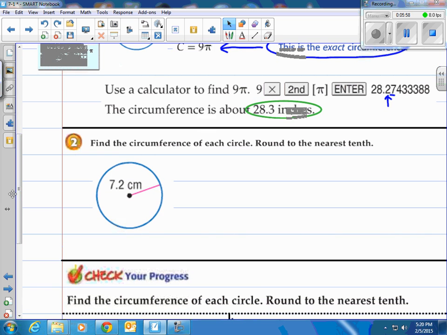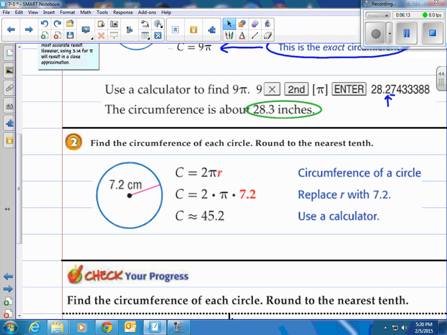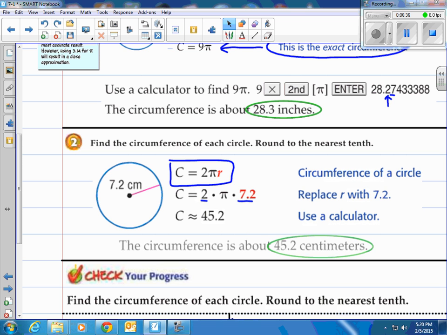How about this one? On the circumference of this one, notice this one actually has the radius given. The radius is 7.2. So now we're not going to use that first formula. We're going to use the second one that has the radius in it. This one right here. What you're really doing is taking your 7.2, plugging it in for r, and you're doubling it to give you your diameter, just like the first one. And then, of course, you multiply by pi. You can do it in the order they have it here, 2 times pi times 7.2. You're going to get your calculator out anyways, and you're going to round to 45.2. So we would say that the circumference is about 45.2 centimeters.